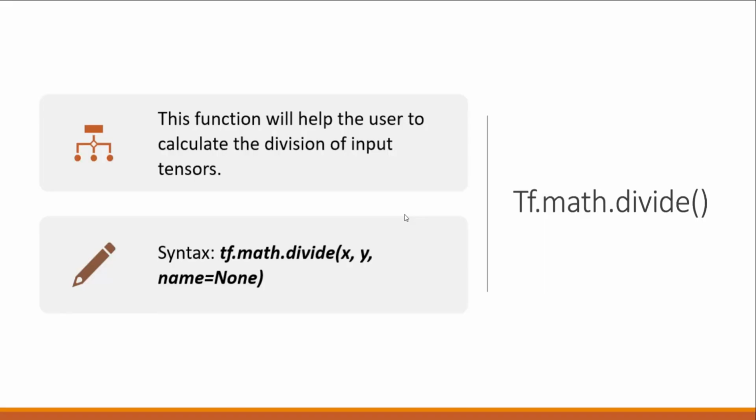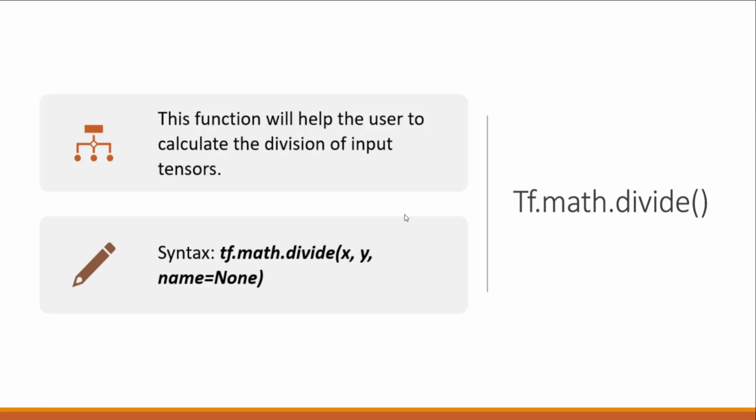Now we will understand our next function, that is tf.math.divide. Basically this function helps the user calculate the division of two input tensors, it can divide with a scalar value, and you can create a list or tensor in one dimension. Here is the syntax of tf.math.divide, and within this function we have used two main parameters, x and y, which define the input tensors. The name parameter is optional and specifies the name of the operation, and by default it takes a None value.